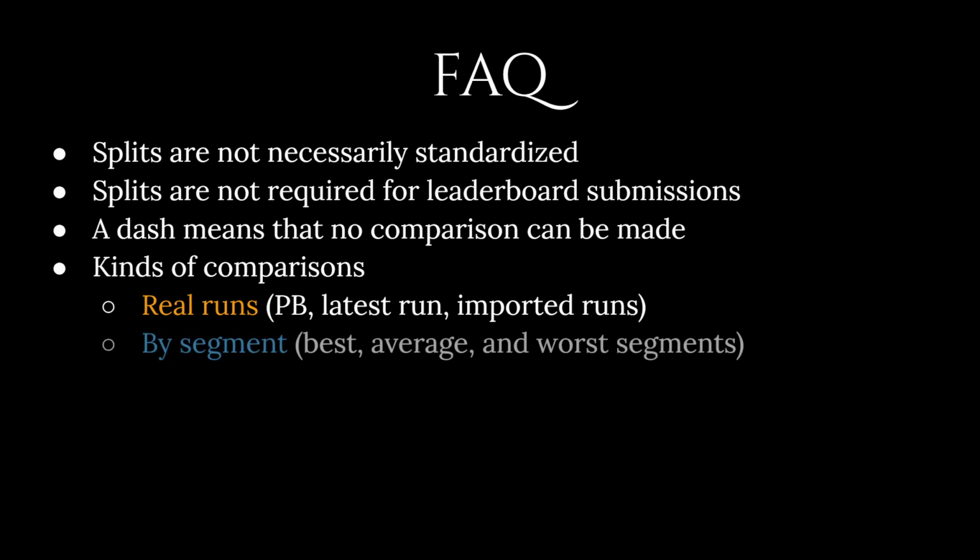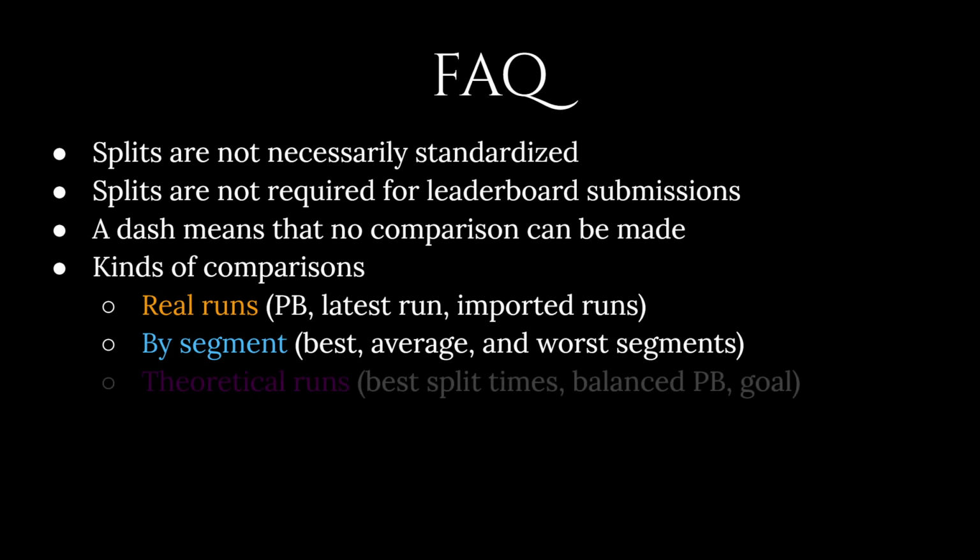Another option is to compare to all golds, like my SOB column, or to all average segments, mean or median, or all worst segments. Yet another option is to construct or have LiveSplit construct a theoretical run to run against. Choosing best split times means that the splits show the lowest time the main timer has ever shown when splitting for each segment. In other words, being ahead of best split times at any point means that the current run is the runner's fastest run ever.